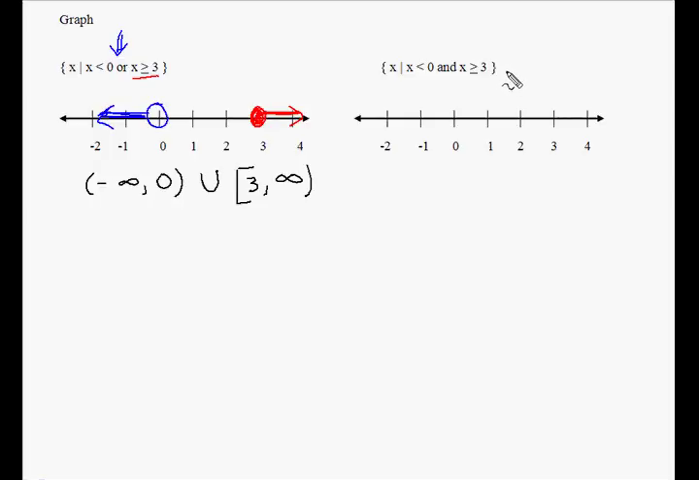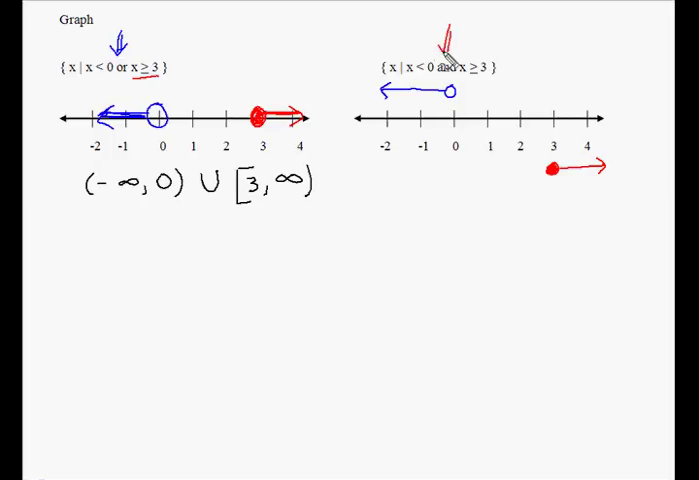Let's look and see how this compares if we have an "and" statement. We want x to be less than 0 again, so that would be an open circle, and I'm going to do this above the number line, and shade to the left. We also have that x is greater than or equal to 3. That would be a solid circle. I'm going to do that below the number line, and we would shade here to the right.